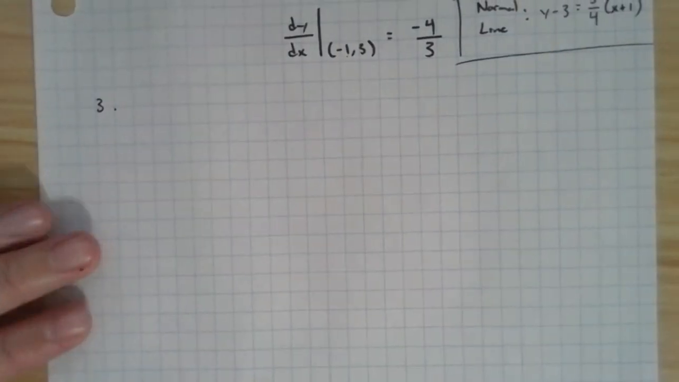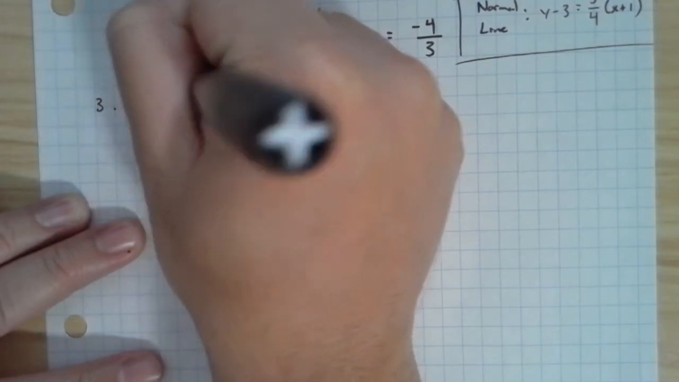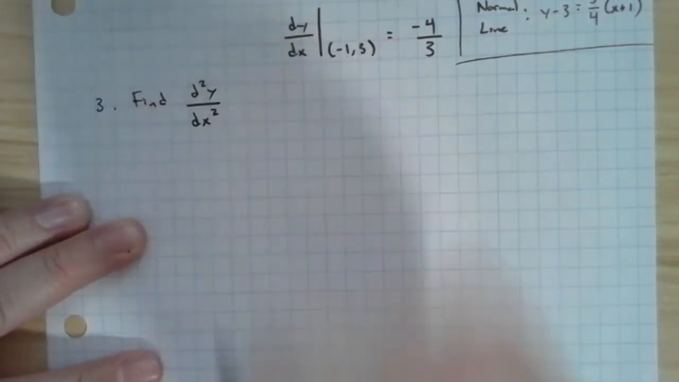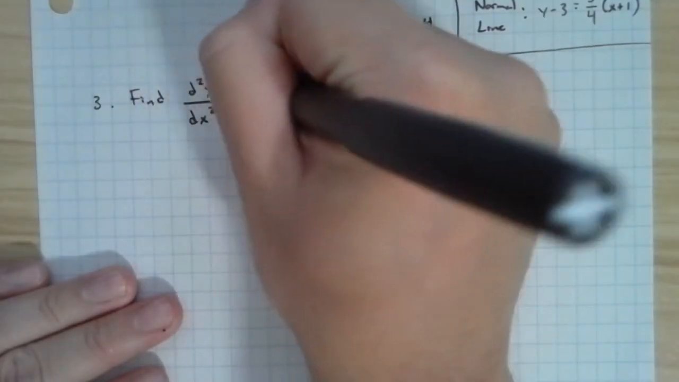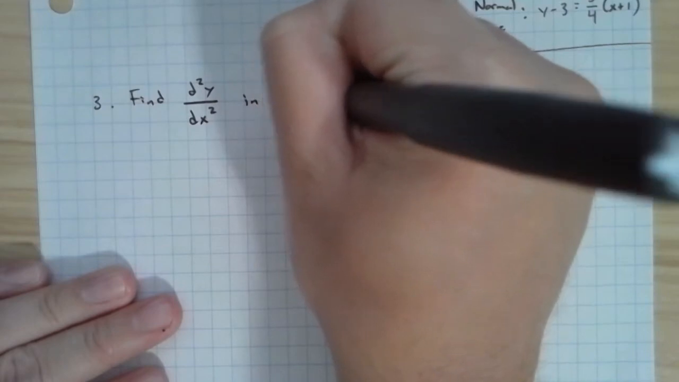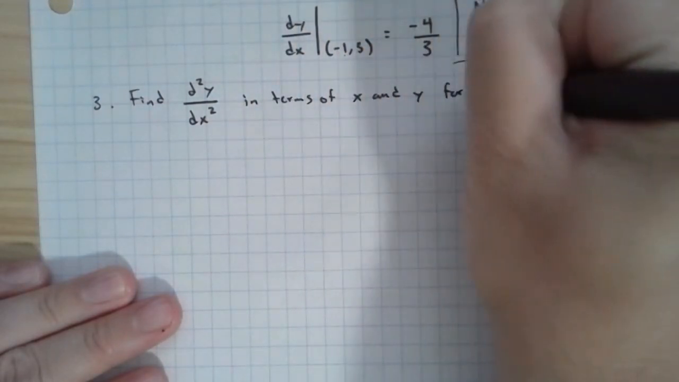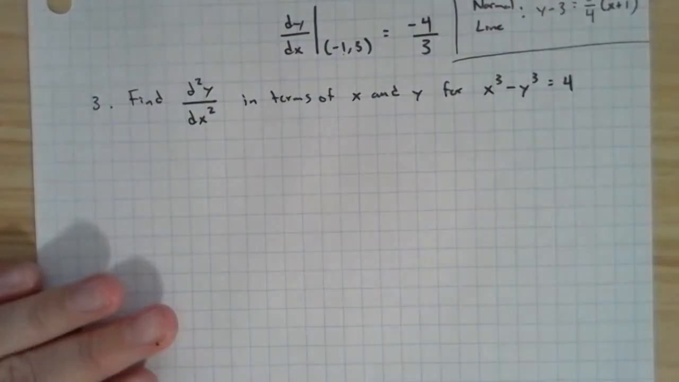Last one on the free response. It's find the second derivative, in terms of x and y, for x to the third minus y to the third is equal to 4.